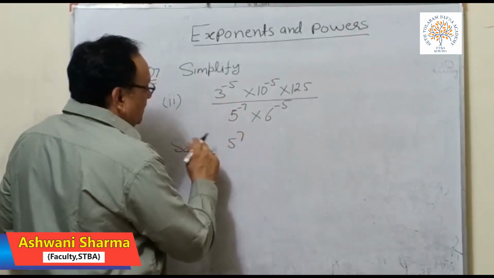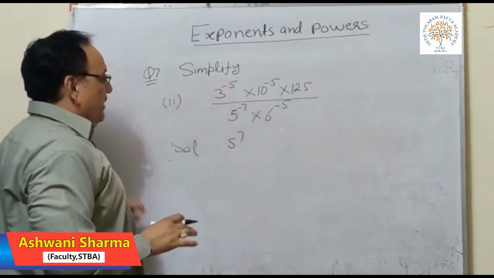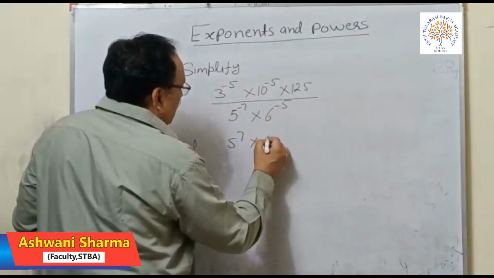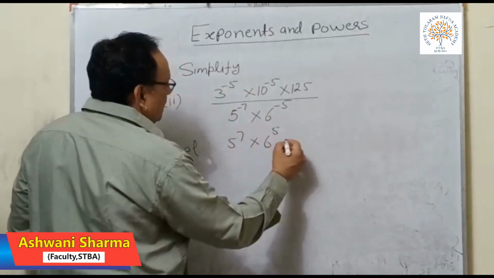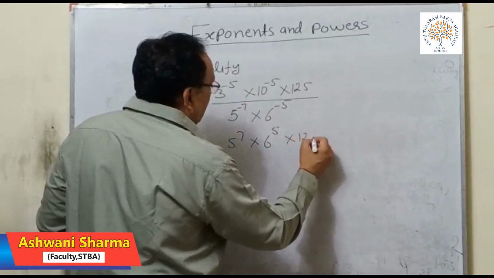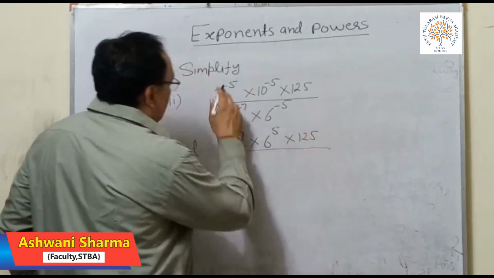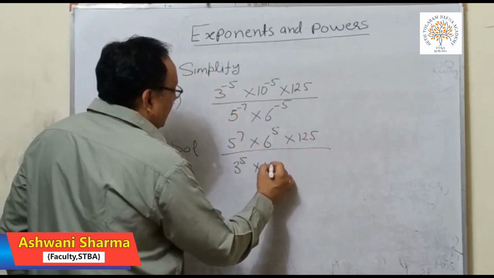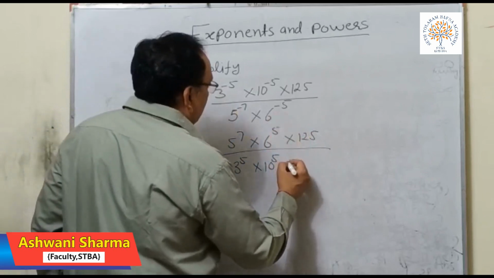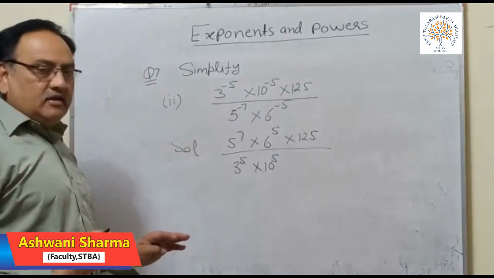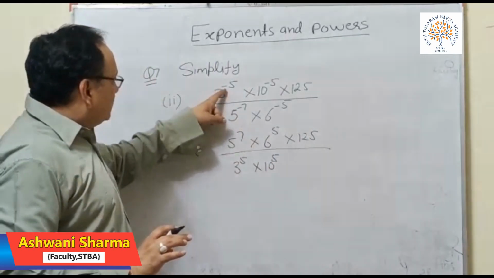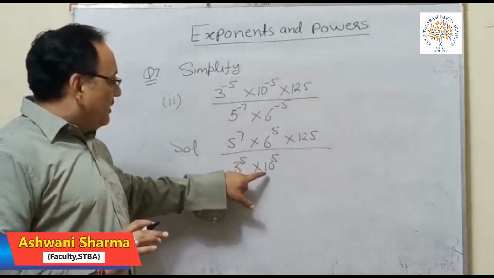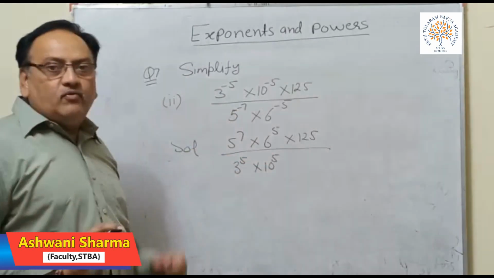5 raised to the power 7, because minus 7, when we bring it up, becomes plus 7, into 6 raised to the power 5 into 125 upon 3 raised to the power 5 into 10 raised to the power 5. Clear? 3 raised to the power minus 5, when you bring it down, 3 raised to the power plus 5. Here it is 10 raised to the power 5.